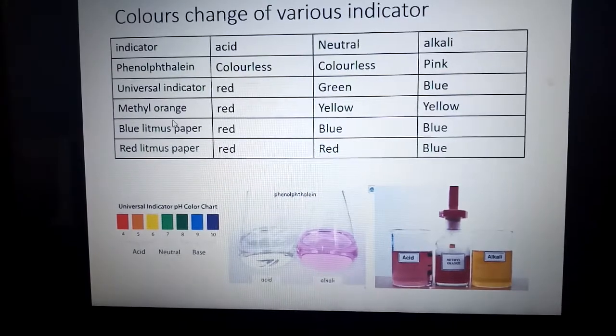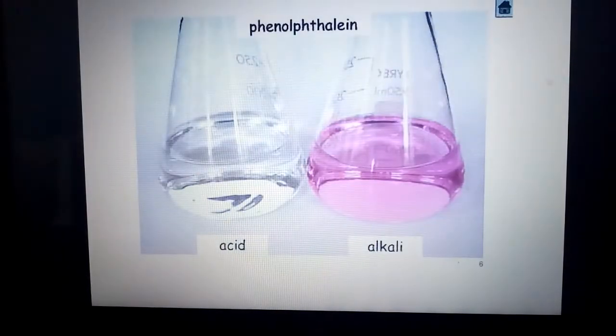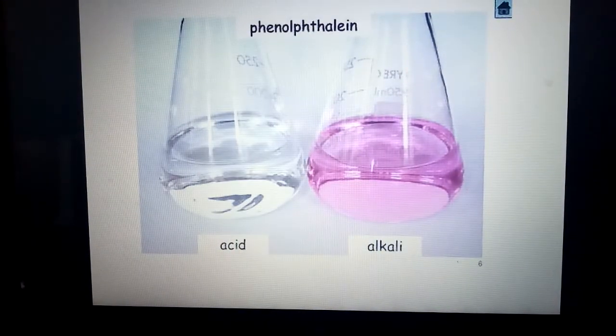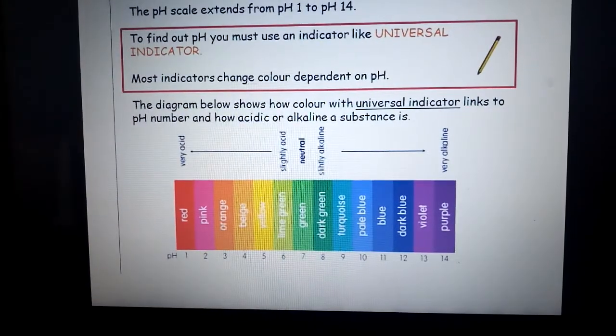For blue litmus paper and red litmus paper, we just recall back. For acid, it turns red, alkaline turns blue. For neutrals, no changes for both blue litmus paper and red litmus paper. For phenolphthalein, recall back: for acid, colorless, alkaline, pink color. For the pH scale, that means the value for pH. The value for pH starts from pH 1 until pH 14. pH 1 is strong acid, pH 14 is strong alkaline. So we start from here.